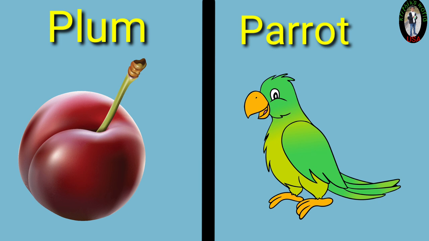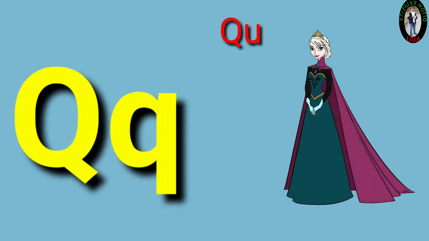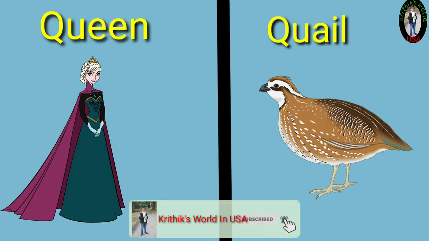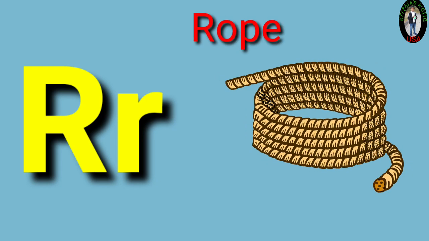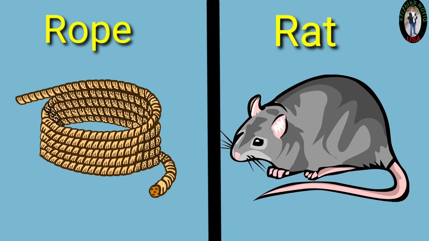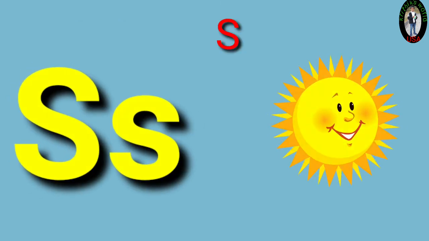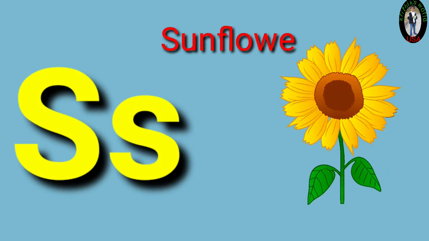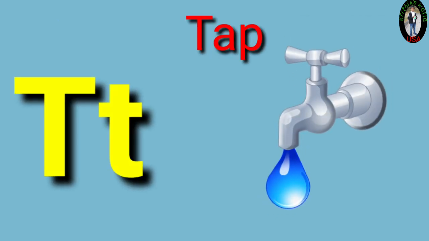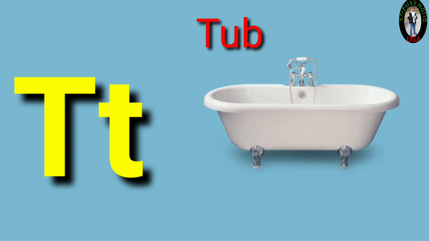Plum, parrot. Q for queen, Q for quail. Queen, quail. R for rope, R for rat. Rope, rat. S for sun, S for sunflower. Sun, sunflower. T for tap, T for tub.